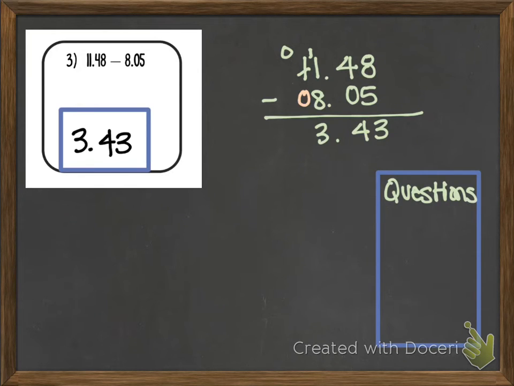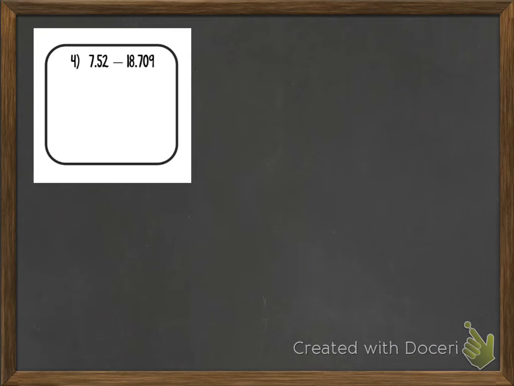Number 4. When subtracting, I like to place the bigger value on top. So this should have been, this is a mistake on how I wrote this, 18.709 minus 7.52. So let's ignore this problem and scratch it out. We will know how to do that when we get to integers, but for now, we're going to keep it like this. So please make that correction on my part.